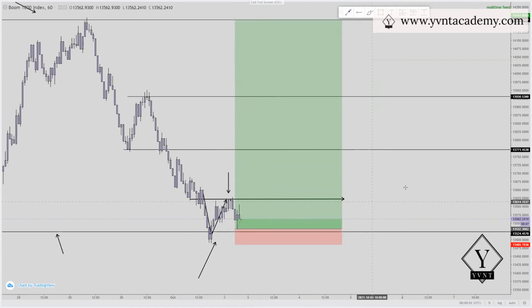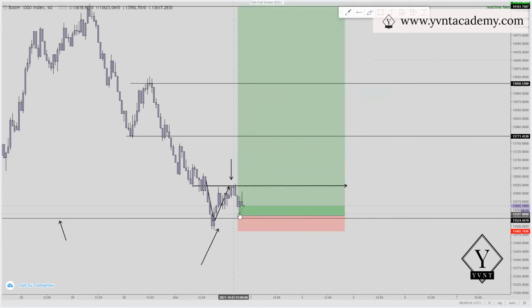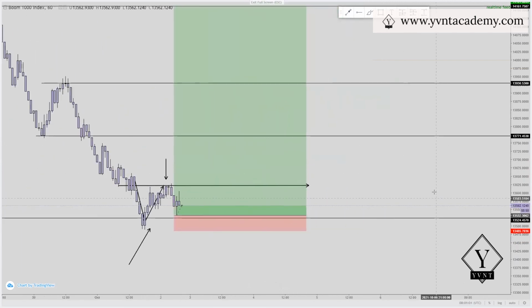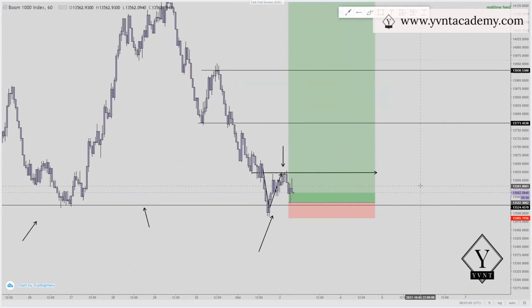In terms of sells, I'm going to sell only when price does what? Breaks the downside, comes back, gives me a retest, then I'm going to sell the trade. I'm going to take those sells. But for now, I'm looking for buys because we are in a range.